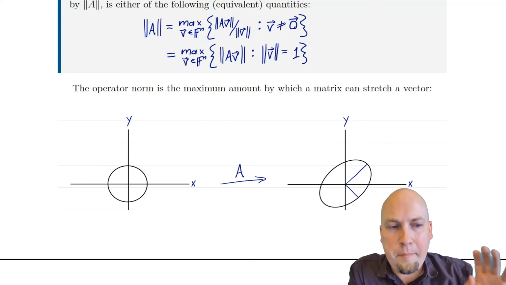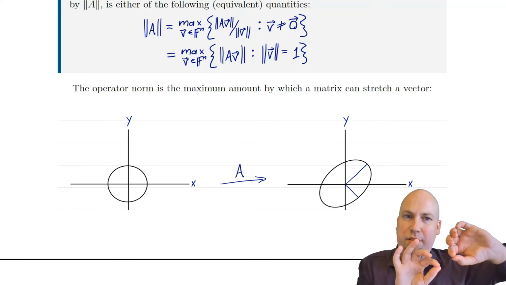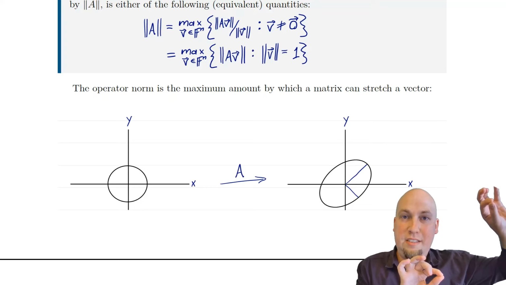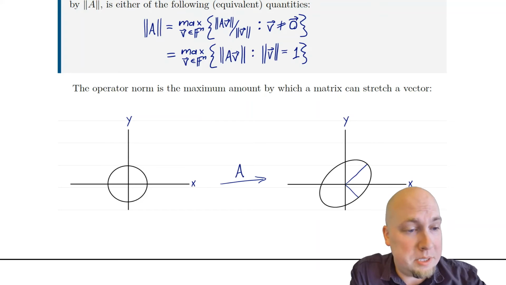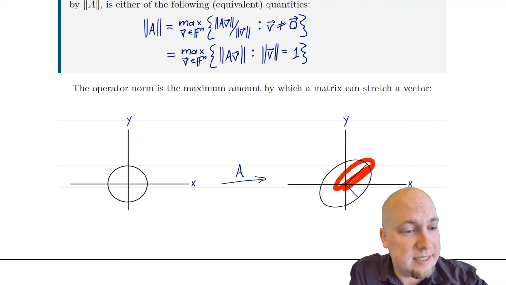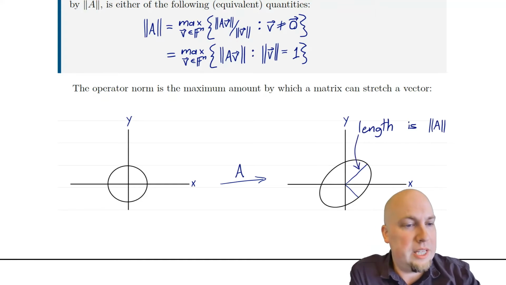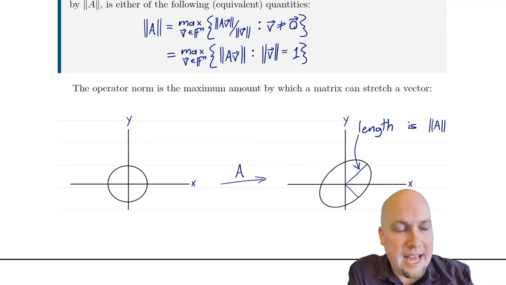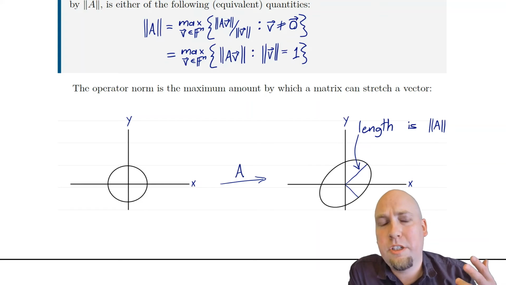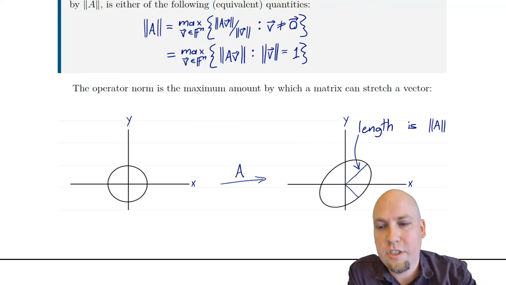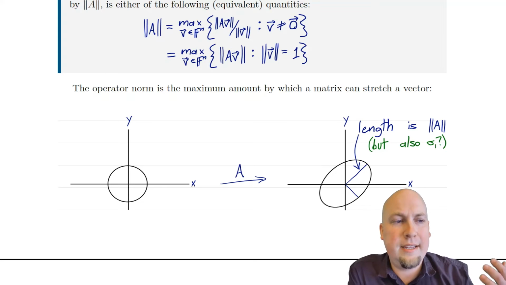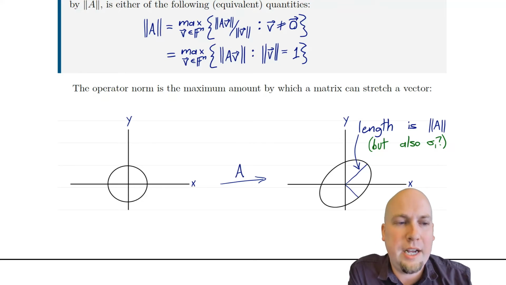Now the operator norm is how far away from the origin the farthest point on that ellipse is. In other words, what is the length of the longest axis of that ellipse? That length right here is the operator norm of the matrix. But if you think back to our geometric interpretation of the singular value decomposition, that length should also be the largest singular value of the matrix, right?